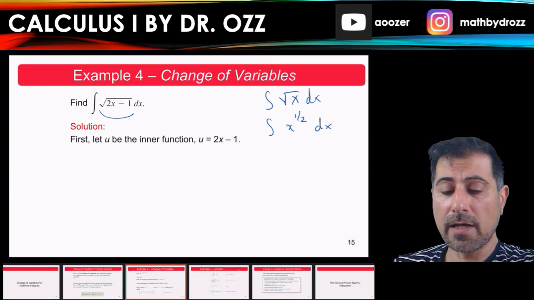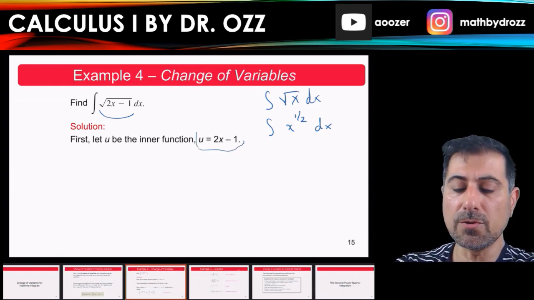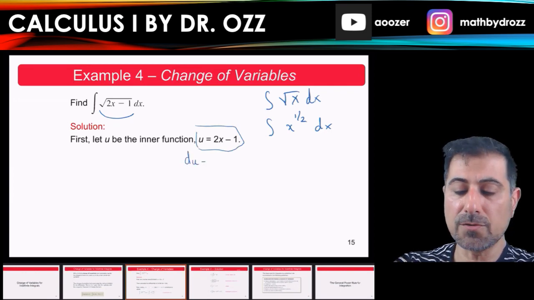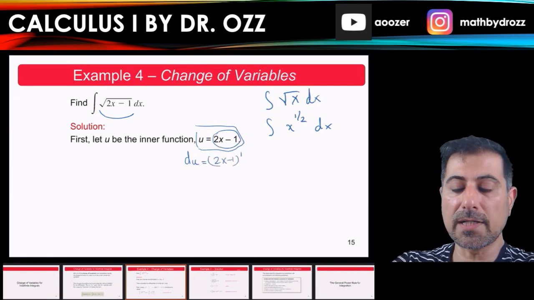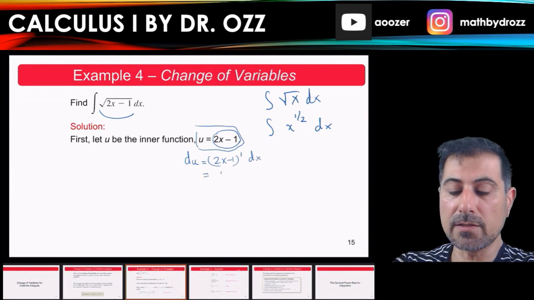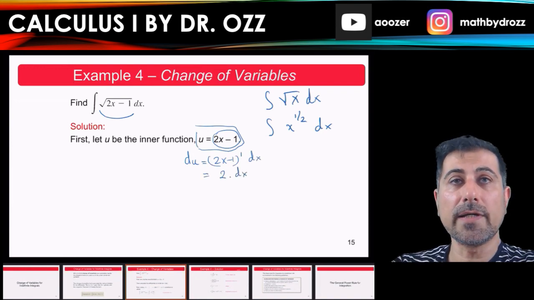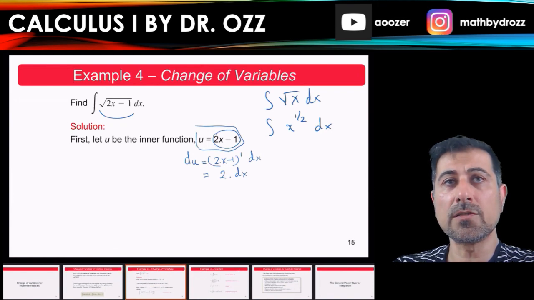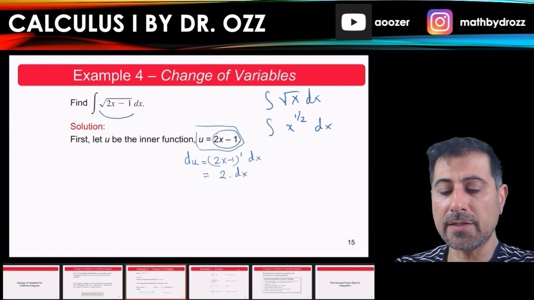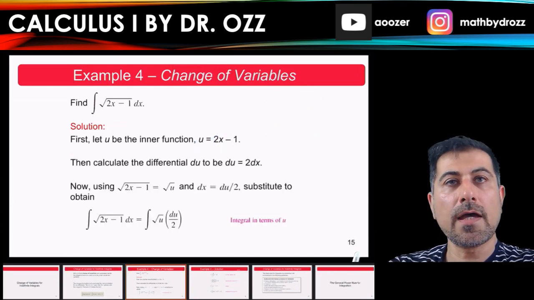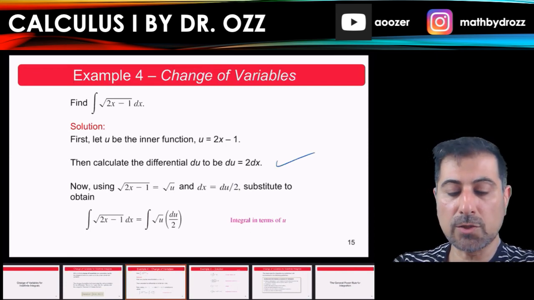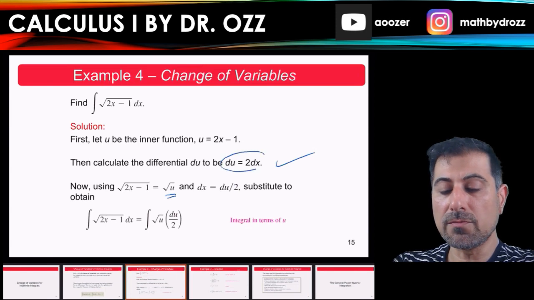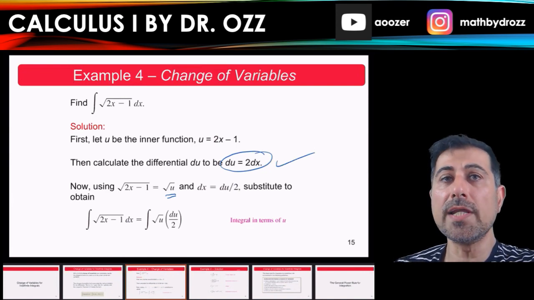Soon after you define u, you look at the differential of that. So you take the differential of u, which is equal to the derivative of 2x minus 1 times dx. That results in 2 times dx. So once you define the inner function u and look at its differential, it's 2 times dx. Then, using that, radical 2x minus 1 is equivalent to radical u, and you can solve this for dx. Since du equals twice dx, 1 dx is going to be 1/2 du.